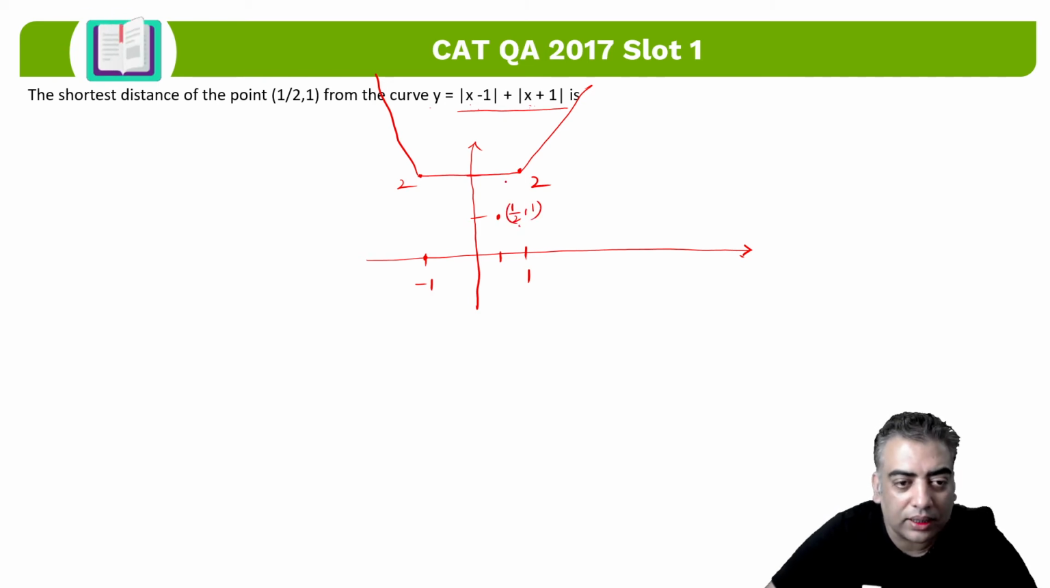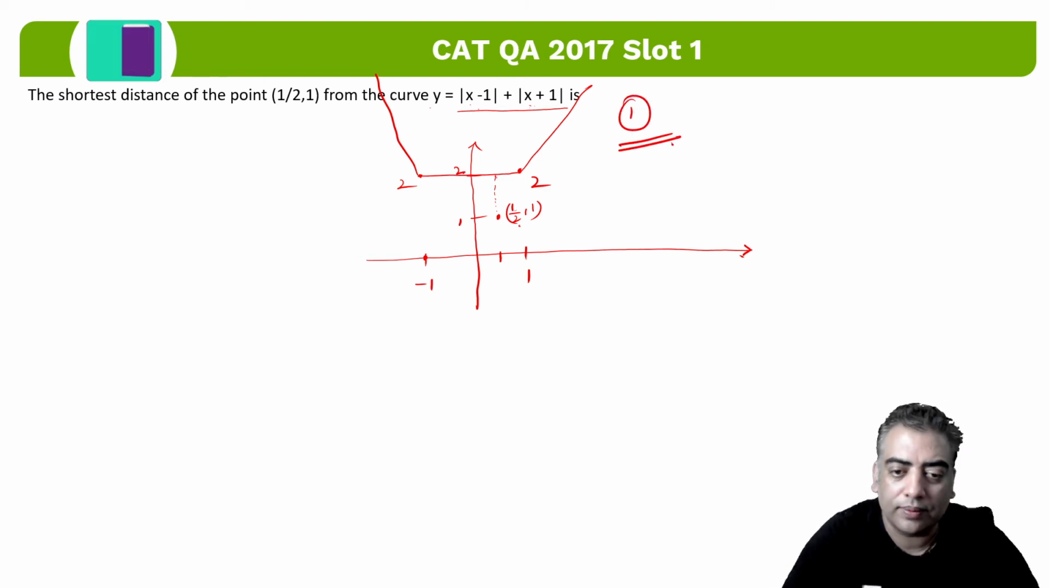And the question is asking the shortest distance of this point from this curve, which will be this line segment. And we can easily see this is 1, this is 2. So this distance is nothing but equivalent to 1 only. So if you are good at plotting the graph, it can be done within a minute's time frame.